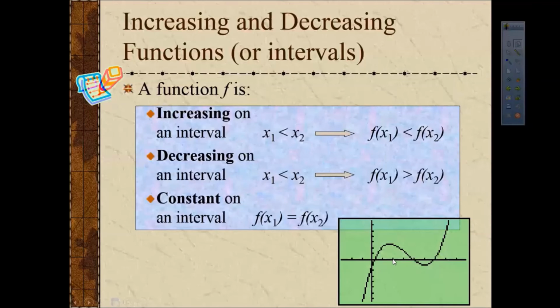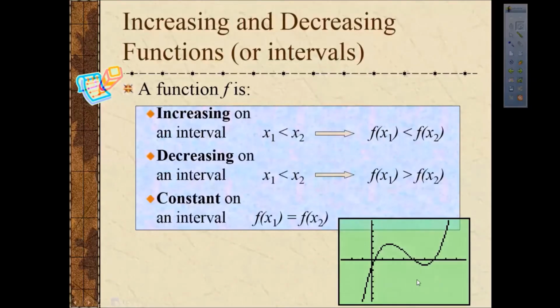And then from about, let's see, looks like about x equals 6 on through maybe infinity, we have the function increasing again. So x1 is less than x2, and the function value at x1 is also less than the function value at x2. So from about x equals 6 on up to infinity, this function is increasing. So we see one interval where the function is increasing, an interval where the function is decreasing, and an interval where the function is increasing again.